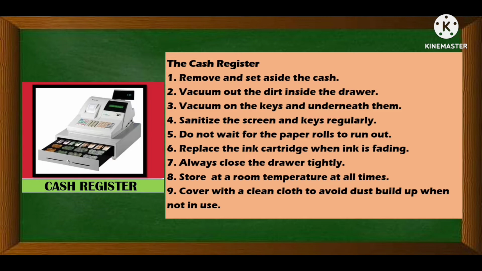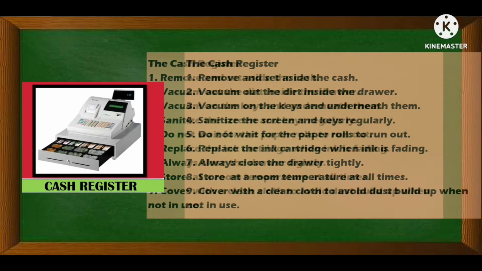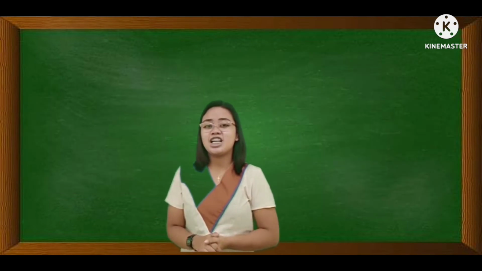Next is, of course, we need to replace the ink cartridge when ink is fading. Always close the drawer tightly. Store at room temperature at all times and cover with a clean cloth to avoid dust buildup when not in use. Next is we have the telephone.